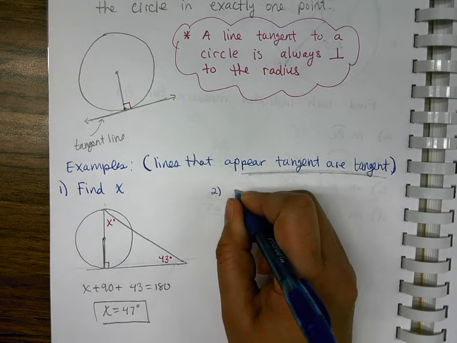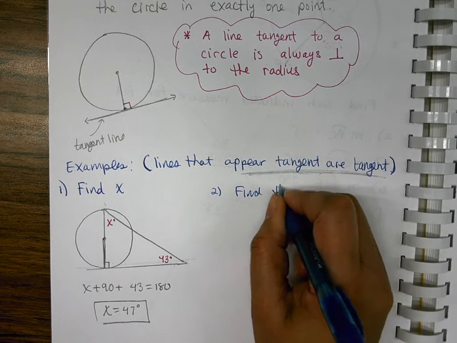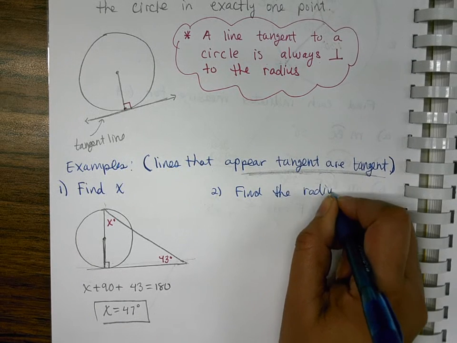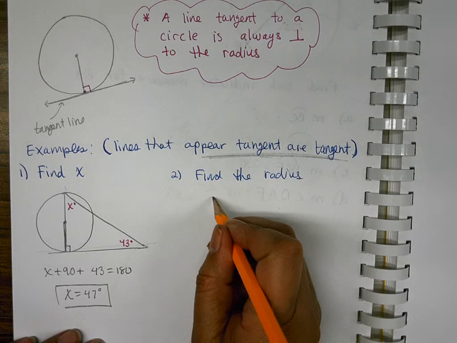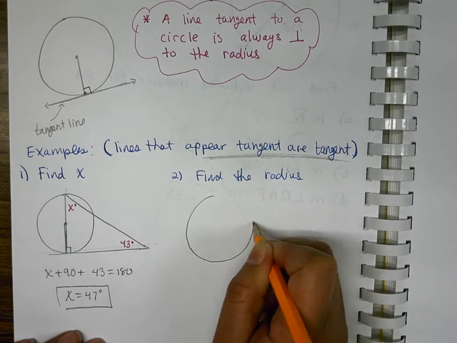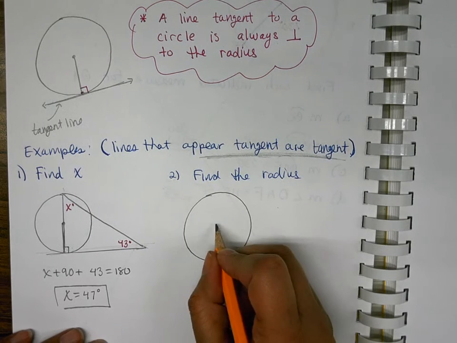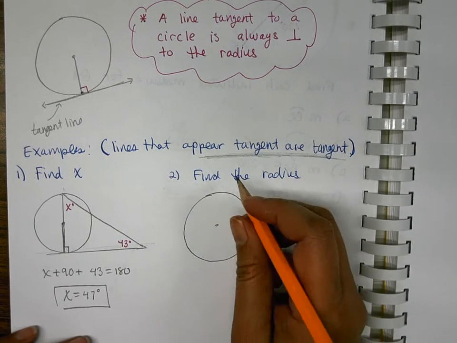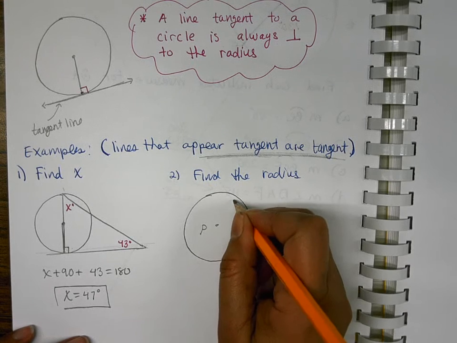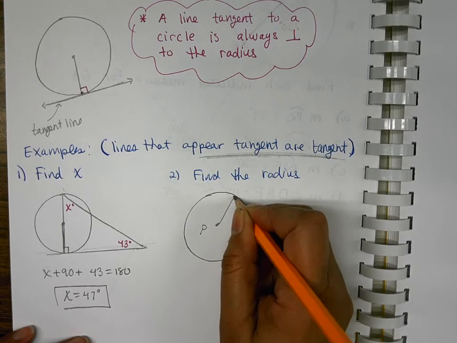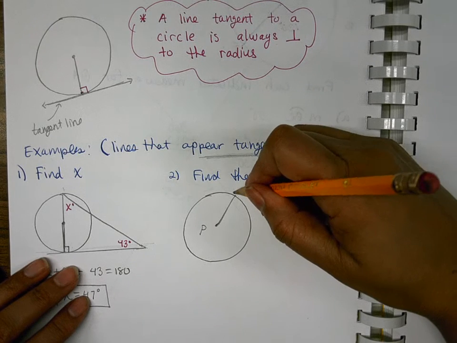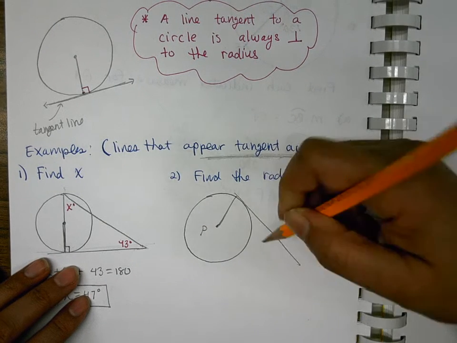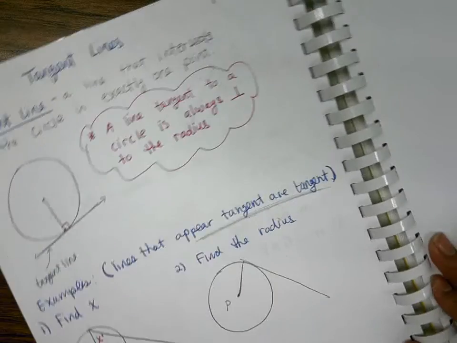Okay, number 2. Find the radius. Here's your circle. Here's your center. We'll call the center P. I'm going to draw this line here. Remember, that is called the radius. I'm going to draw this line out here.